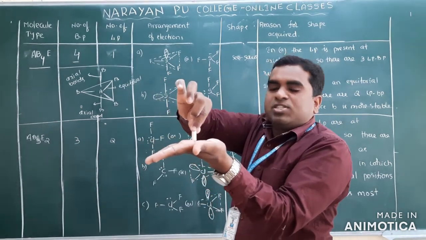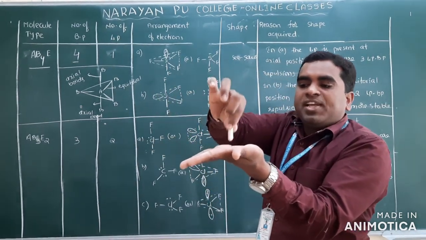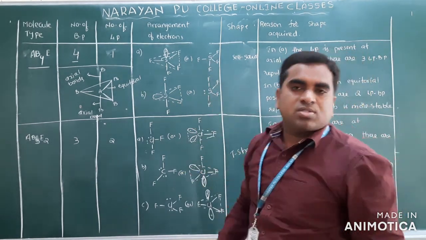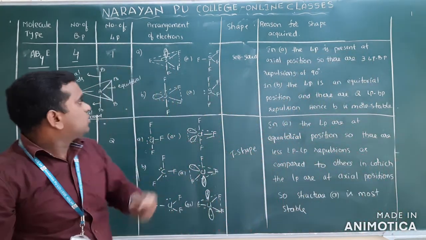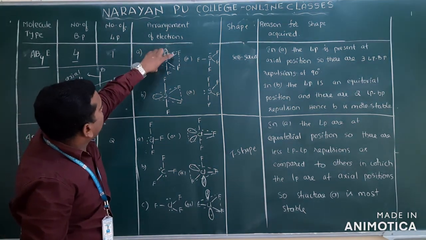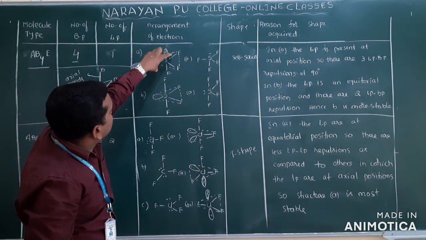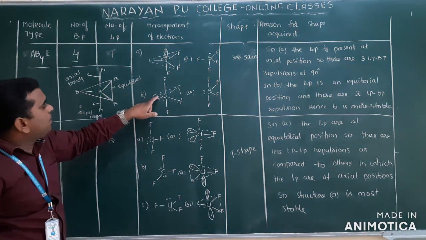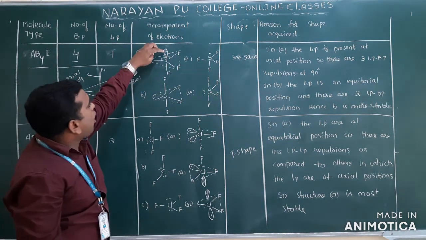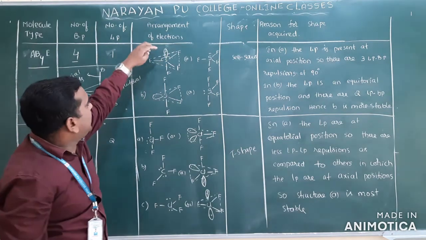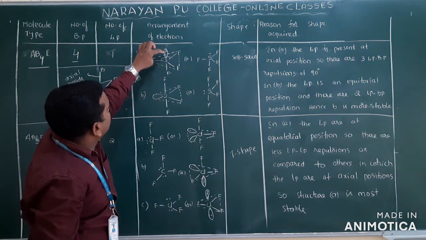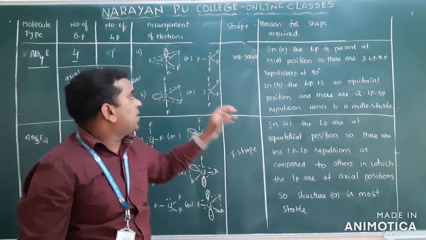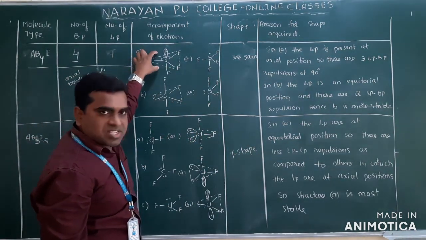And here, what is my lone pair? The lone pair is making a 90 degree angle with the three equatorial points. And the lone pair and bond pair separation is how much? 90 degrees. Now, how many lone pair bond pair repulsions can I get here? 1, 2, and 3. Three lone pair bond pair repulsions are observed in this case.